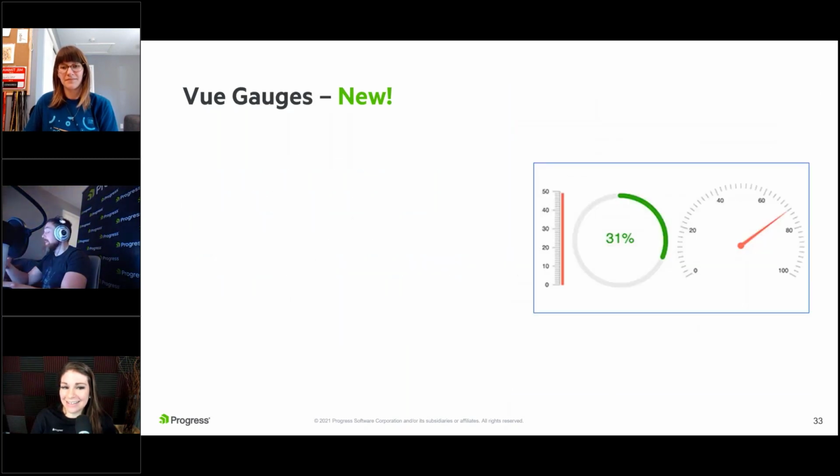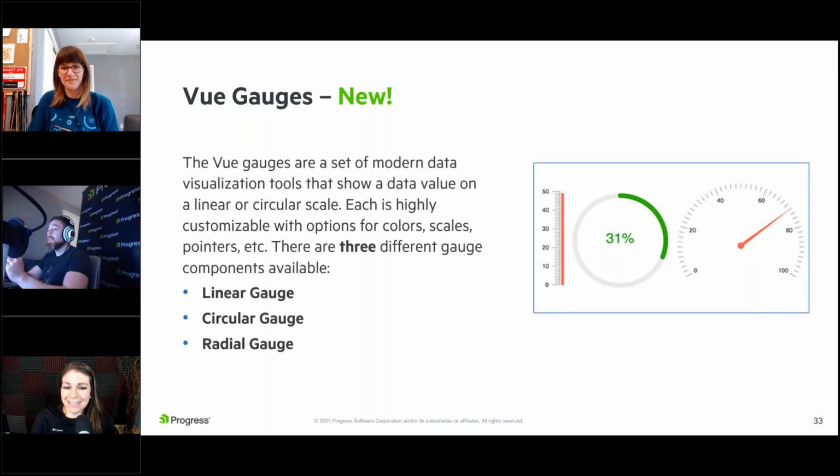We also added the gauges. So we have the linear gauge, the circular gauge, and the radial gauge, which you can see from left to right.